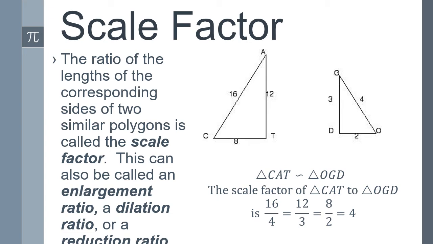Since this is the triangle we named first, or the polygon we named first, it is the numerator. The denominator will always be the one that's second. So you want to keep that in mind. This is our numerator, go first, and denominator, second.